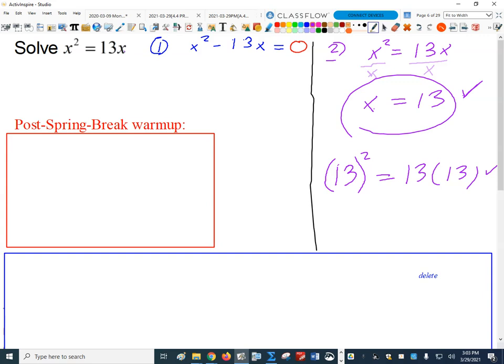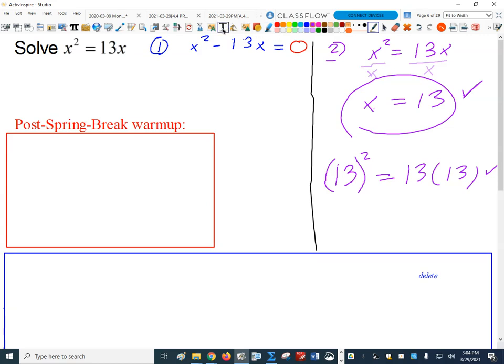But there's another one. Think about the simplest number you can think of. Well, maybe not, maybe the second simplest. 0 would work, wouldn't it? Right? 0 squared would equal 13 times 0, wouldn't it? Okay, so we lost a solution here. So turns out that this is not something we can do. That strategy 2 is a bust. It doesn't work. It's not something we want to do.